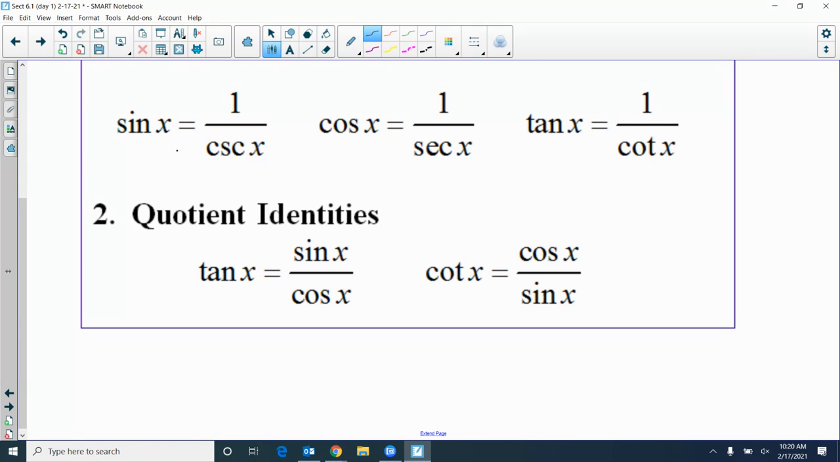Quotient identities. Tangent of x is sine over cosine. Cotangent is cosine over sine. Those come up a lot. And I know it was fairly new the first time we went through them.